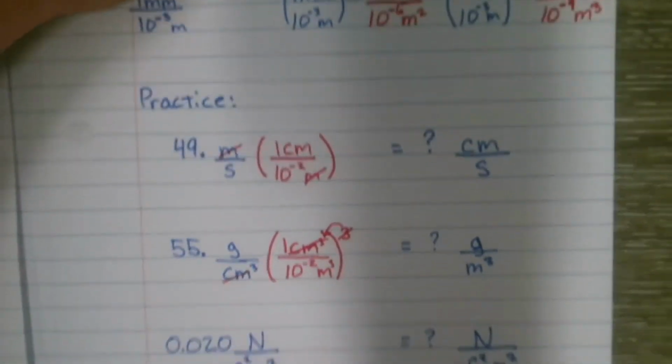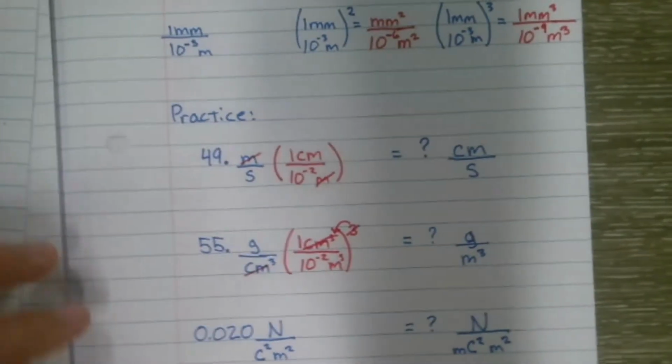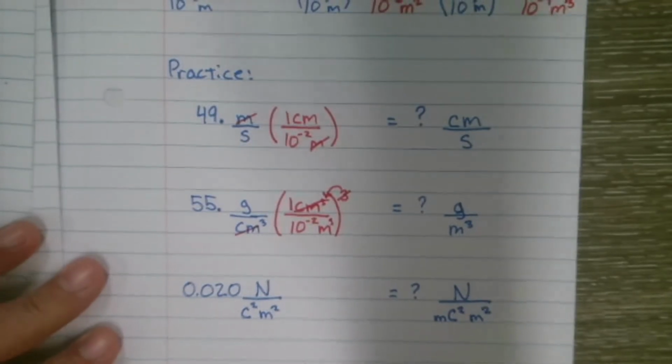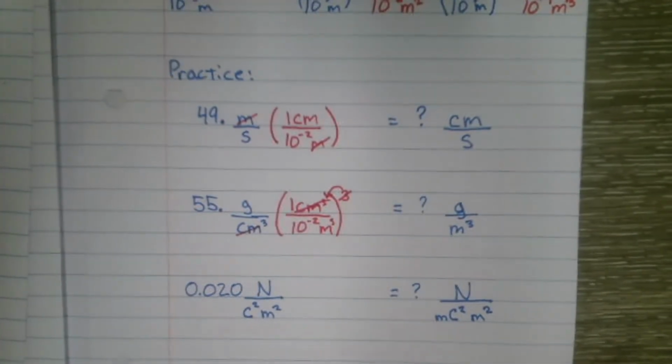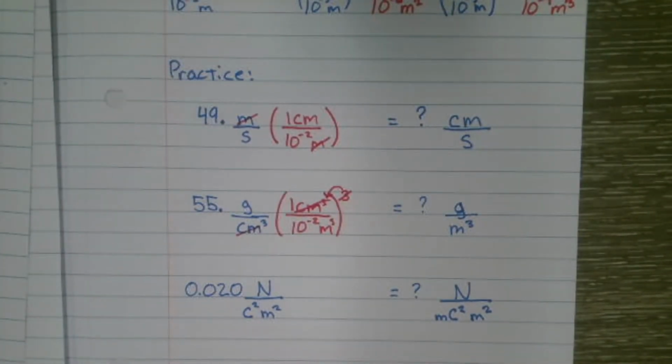Last example. You have newtons over coulombs squared times meters squared. Then we're trying to convert that to millicoulombs times meters squared. What's our relationship between a coulomb and a millicoulomb?